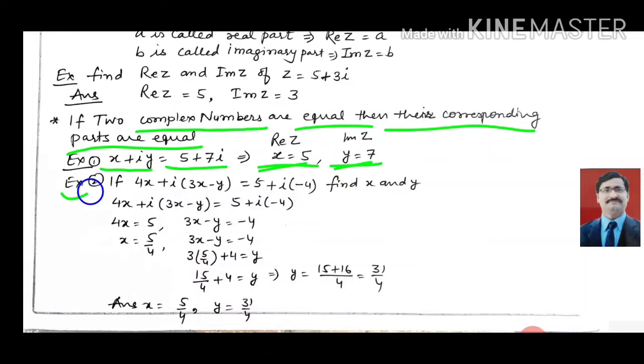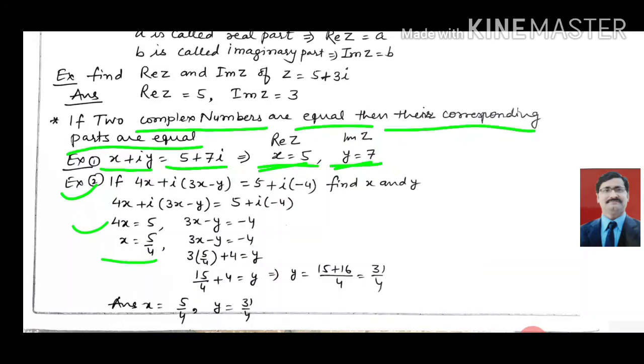Now we will take one more question, example 2. If 4x plus iota bracket 3x minus y equal to 5 plus iota minus 4, you have to find x and y. Look here, this question is given to you. Real part you will equate. Real part is here 4x and here real part is 5. So 4x equal to 5 you can write. This is first. You will solve, you will get x equal to 5 by 4.